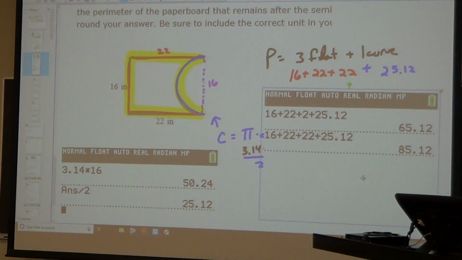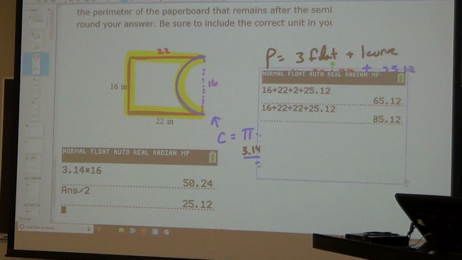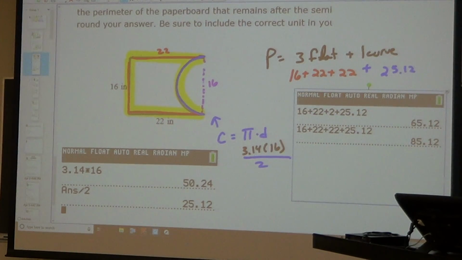So my answer is 85.12. I didn't care that it sucked in because I'm still walking. It's still perimeter. So my answer is going to be 85.12 inches. Make sense? With perimeter, you don't say, oh, it's sucking in, I've got to subtract. With area, if it's sucking in, I've got to subtract, and if it's poking out, I've got to add. But with perimeter, you add it up no matter what. We good?